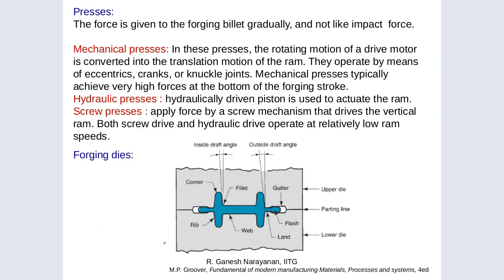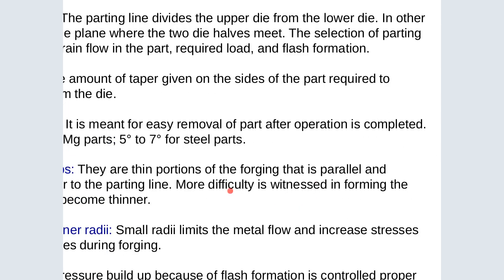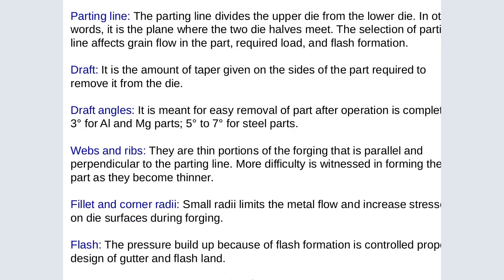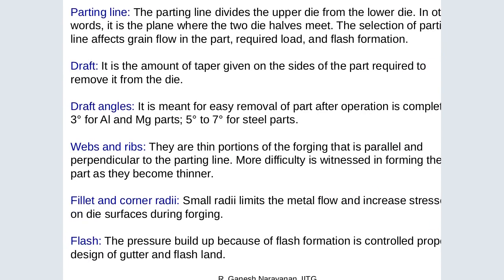So we have the forging dies. You can now see the way it takes place. Parting line: the parting line divides the upper die from the lower die. In other words, it is the plane where the two dies meet. The selection of the parting line affects grain flow in the part, required load, and flash formation.